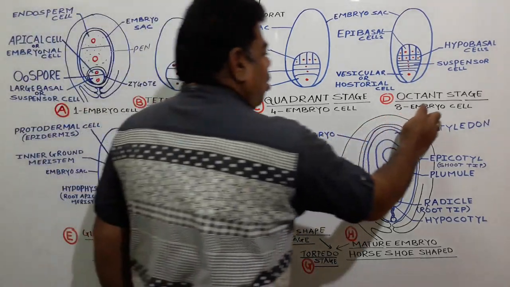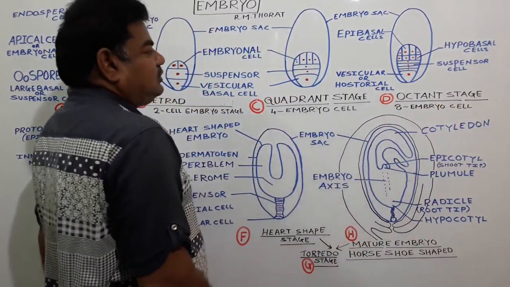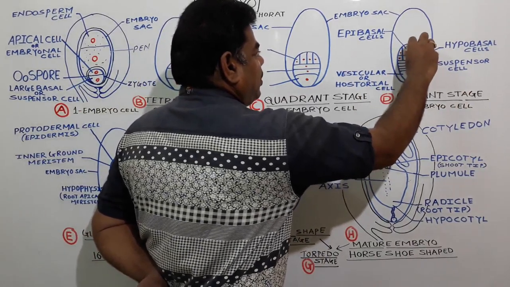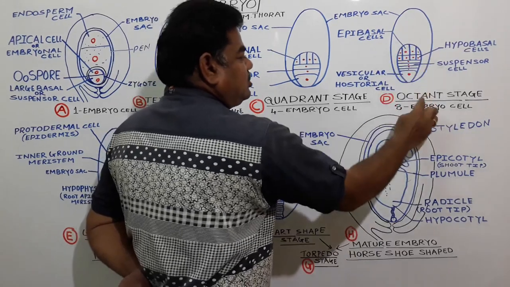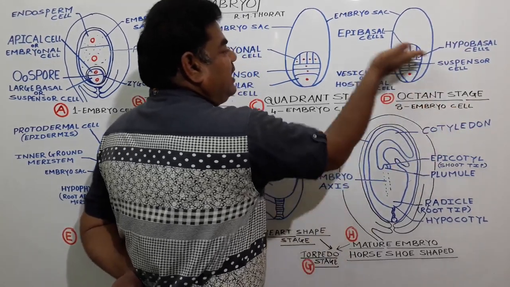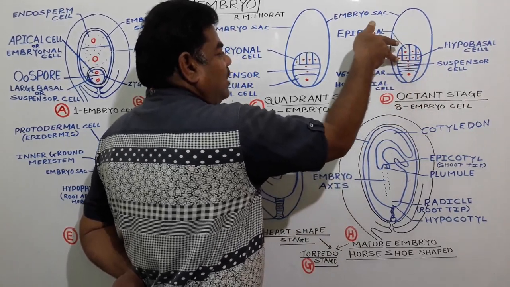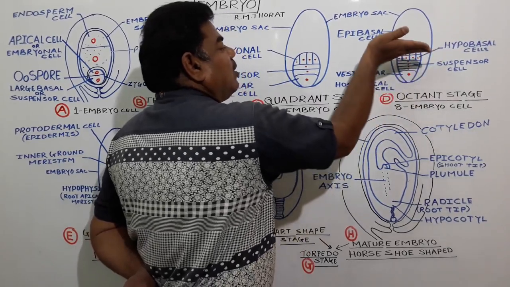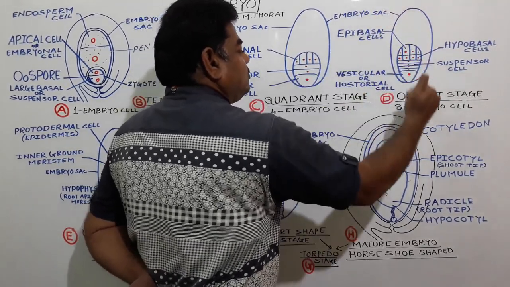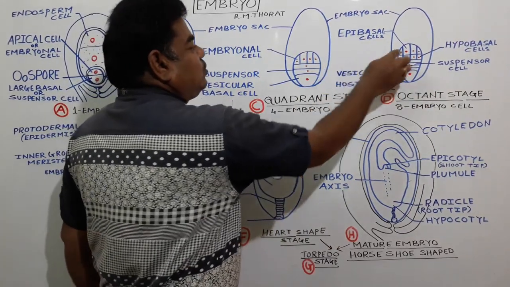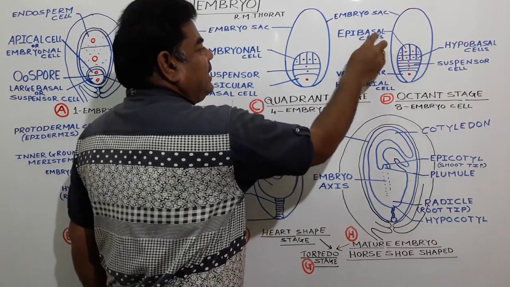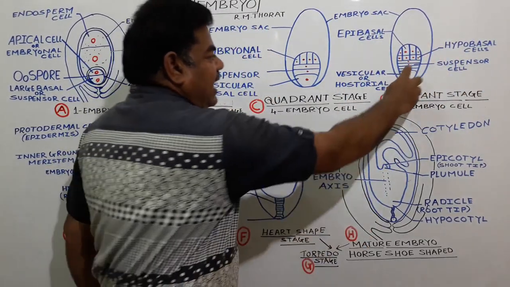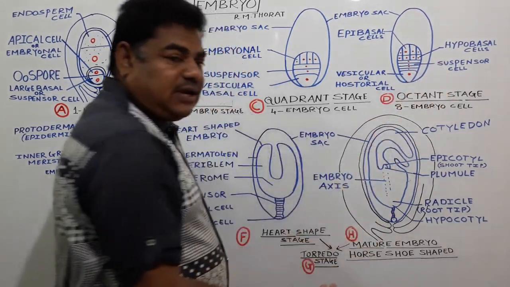Now after this octant stage, see here, 1, 2, 3, 4, 5, 6, 7, 8, this is where embryonal cell formation takes place. 8 means octant stage. And when it divides transversely, two like these, four facing towards the chalazal end and four facing towards the micropylar end, differentiate into the upper epibasal cell and lower hypobasal cell. And this series of cells we call a suspensor.